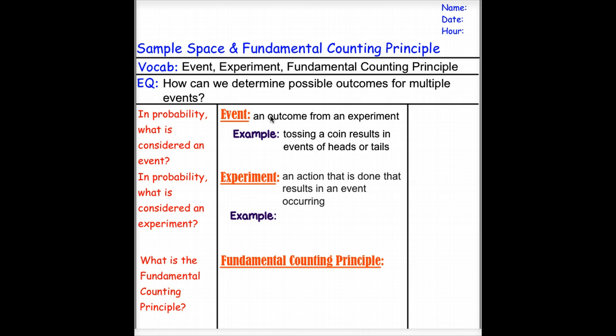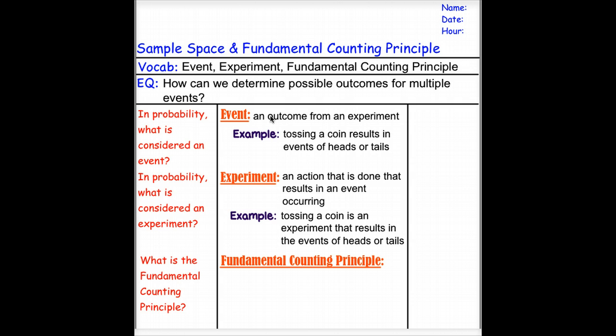Now, an experiment, which I just used, is going to be that action that is done that results in those events. So, for example, the experiment is tossing a coin, and the event would be heads or tails of those outcomes.